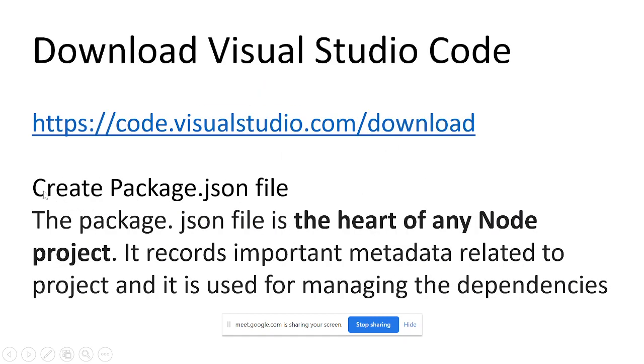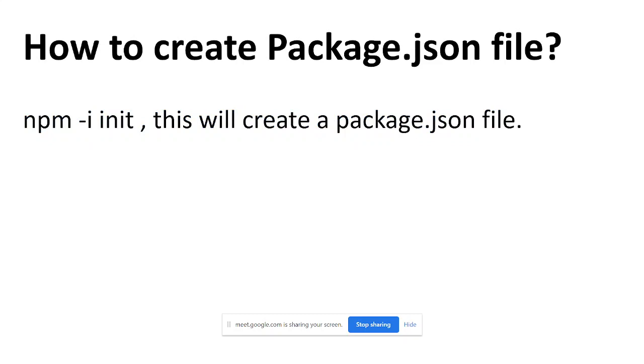Now after this, first you have to create one package.json file. So what is the package.json file? The package.json file is the heart of any node project. It records important metadata related to the project and it is used for managing the dependencies. So basically, first we need to create package.json before Cypress. It manages all the dependencies used for Cypress or any project.